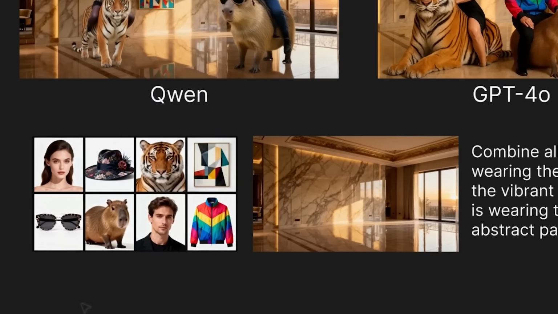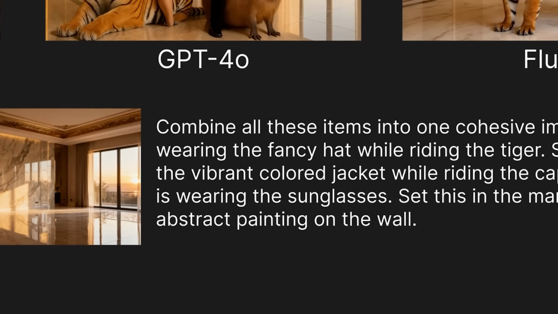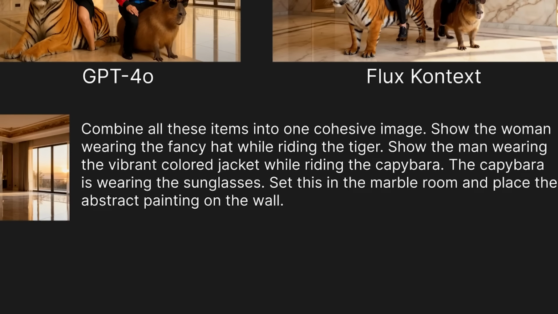So if we come down to the images I uploaded, I have this grid of 8 different things. And then separately, I uploaded an image of this room. Then for the prompt, combine all these items into one cohesive image. Show the woman wearing the fancy hat while riding the tiger. Show the man wearing the vibrant colored jacket while riding the capybara. The capybara is wearing the sunglasses. And set this in the marble room and place the abstract painting on the wall.